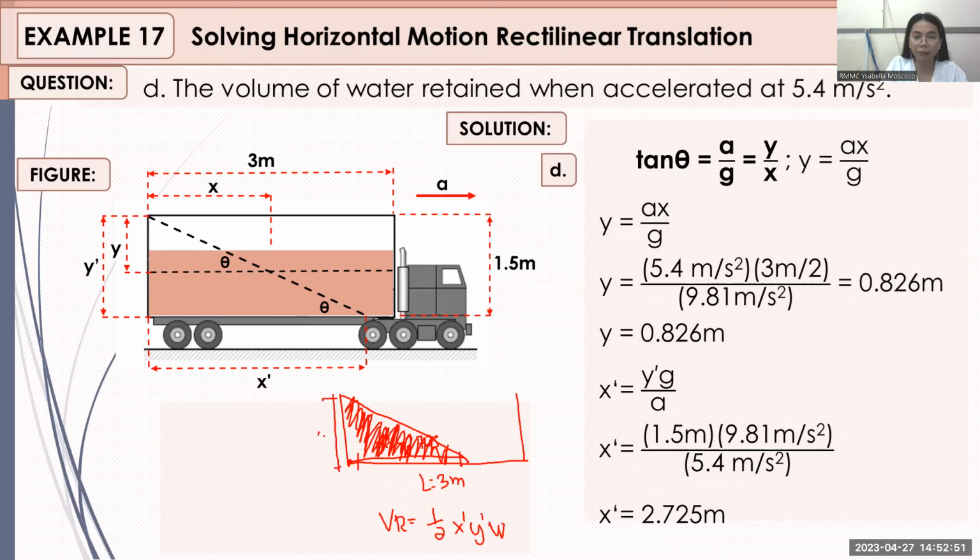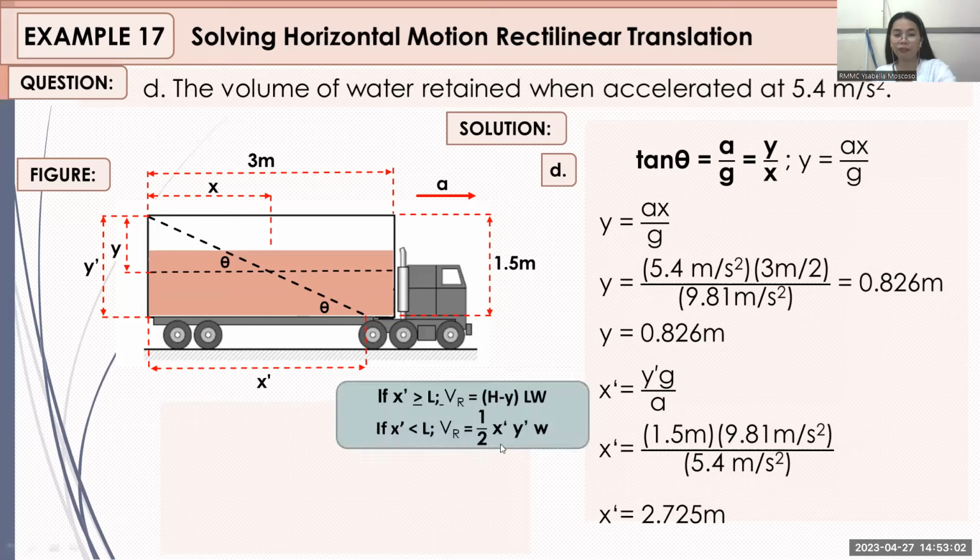Ito naman yung y prime. Sana nagigets yun? Kasi yung ibang tubig, kaya wala ng tubig dito kasi wala na. Nabuhos na siya, natapon na siya sa vessel. Okay, sana nagigets yun? So that is why your volume retained for this problem is 1/2 of x prime y prime times the width.